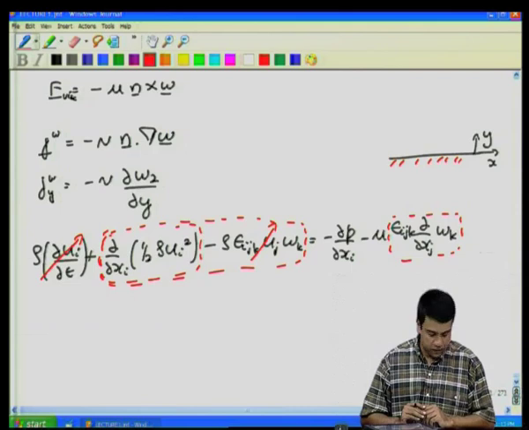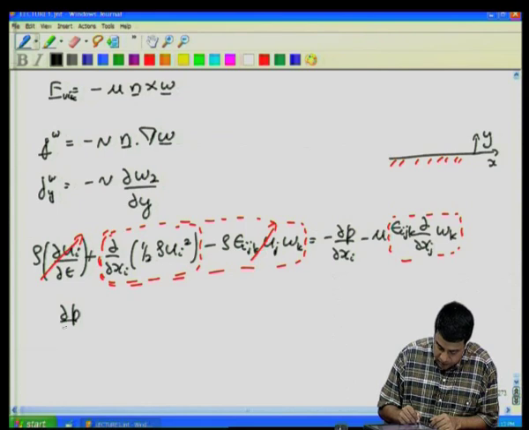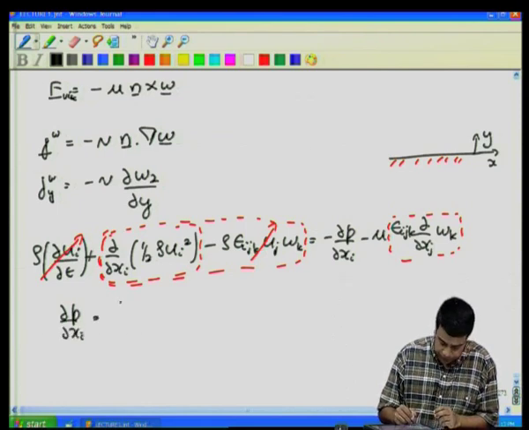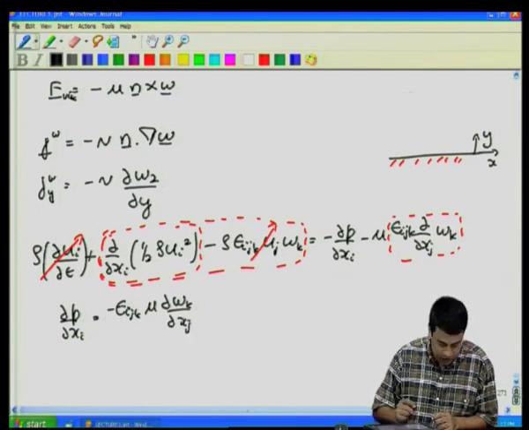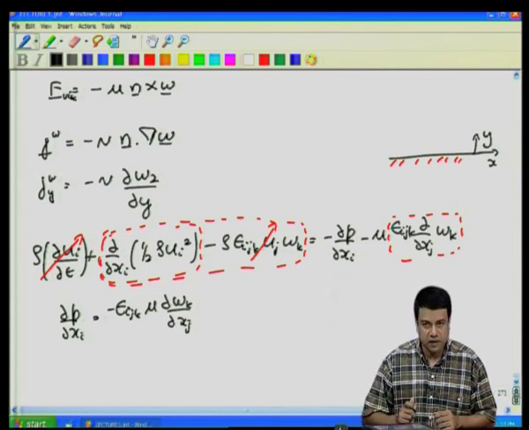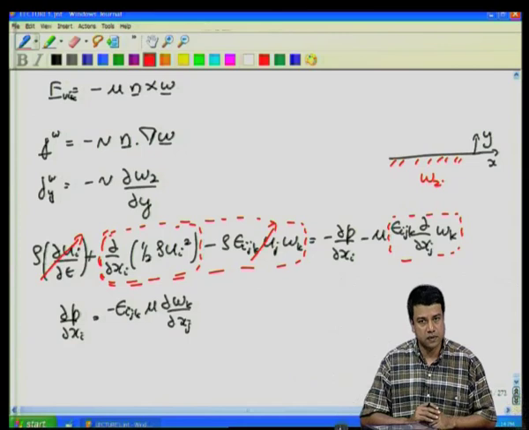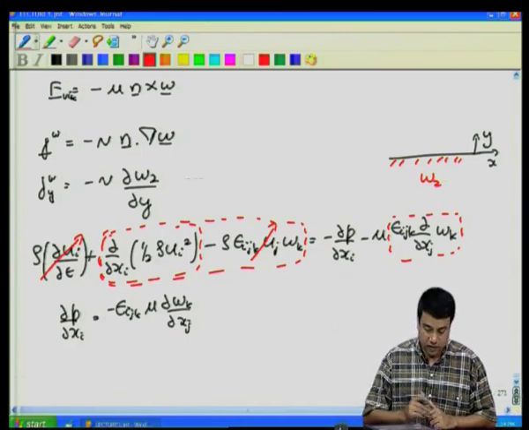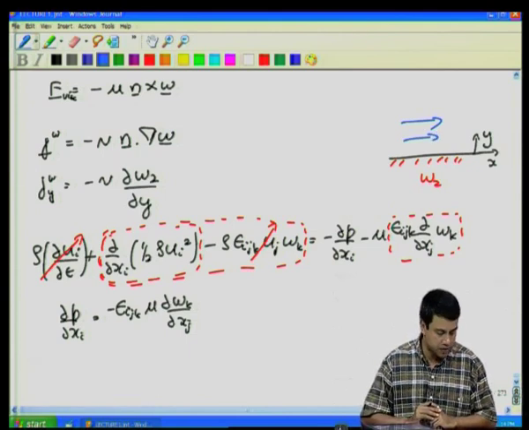So, for this particular case, you find that the equation becomes partial p by partial x_i is equal to, with the negative sign, epsilon_ijk mu partial omega_k by partial x_j. And if you simplify for this particular configuration x, y and z, the only non-zero component of the vorticity is omega z because the flow is in the x y plane.